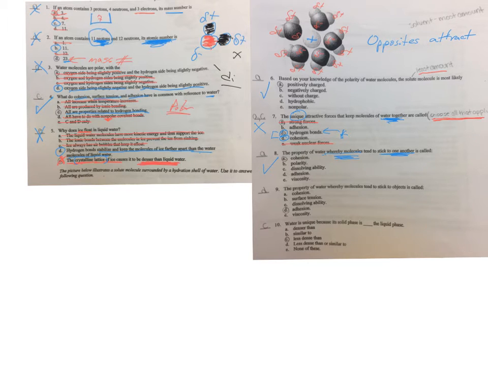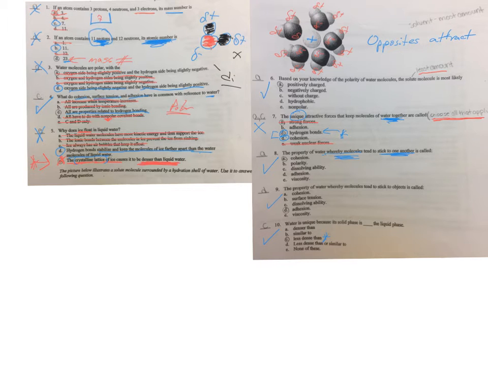Number 9, the property of water whereby molecules tend to stick to objects is called adhesion. That's correct. And water is unique because its solid phase is less dense than water. I can't tell you how many people did this. This person chose less dense than water here, but then chose more dense than water over here. So what does that tell you?